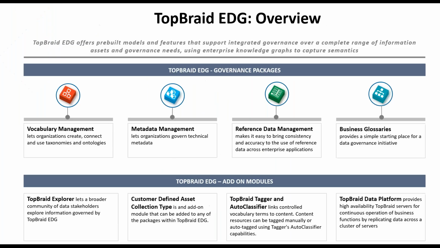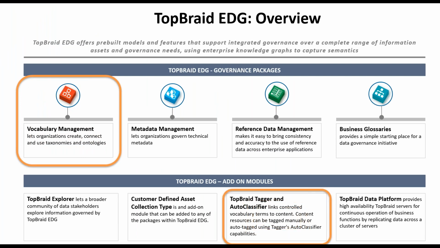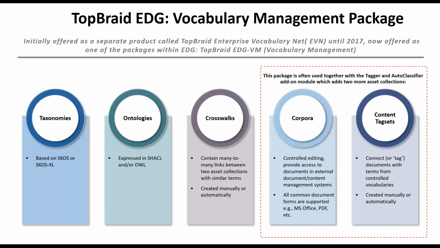TopBraid Edge is our enterprise knowledge graph solution for capturing full scope data governance, and it's offered in different modules. Today, we'll be focused on demonstrating our vocabulary management package, as well as our TopBraid Tagger and AutoClassifier module. With those selected, what you get is taxonomies and ontologies for representing your domain. So that's where you can represent in a structured way and a machine understandable way the meaningful aspects of your domain in your enterprise. Crosswalks are also made available to you to speed up the process of building that representation.